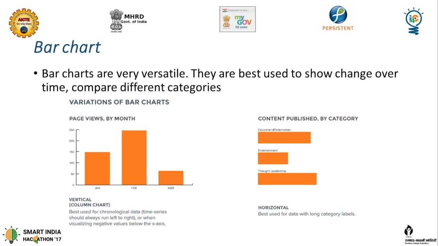Time series should always run left to right, and also when visualizing negative values below the axis. So normally this column chart is used for a time series, and horizontal, as we have seen in data relationships, is most of the time used for ranking kind of data, if you want to rank the data. And sometimes you may have long category labels, then also the horizontal chart becomes very handy and easy.